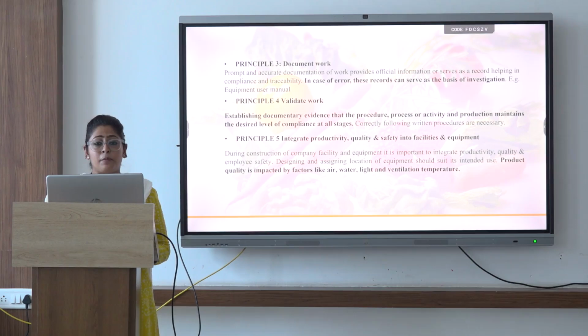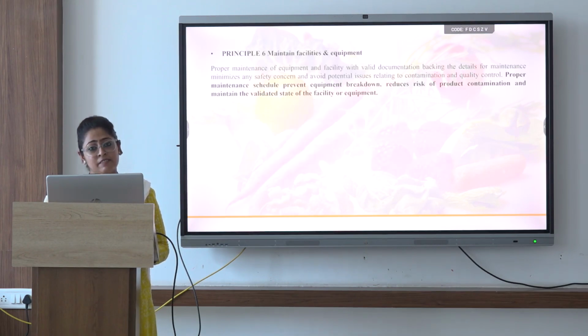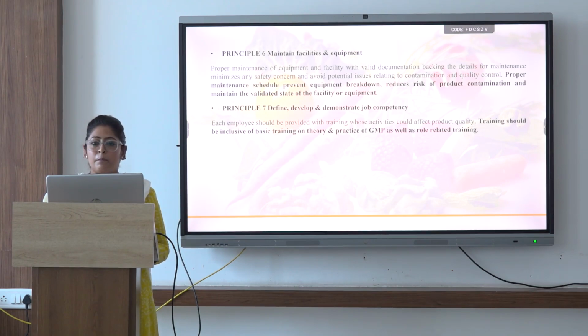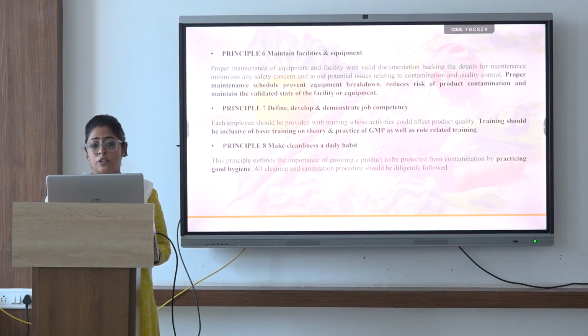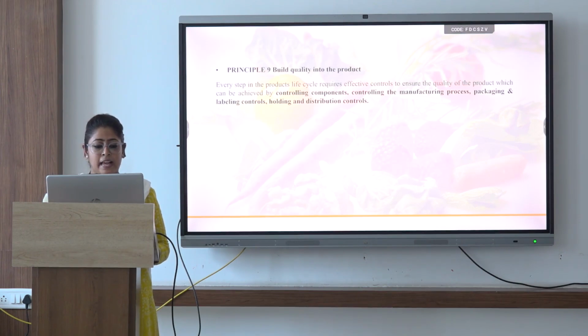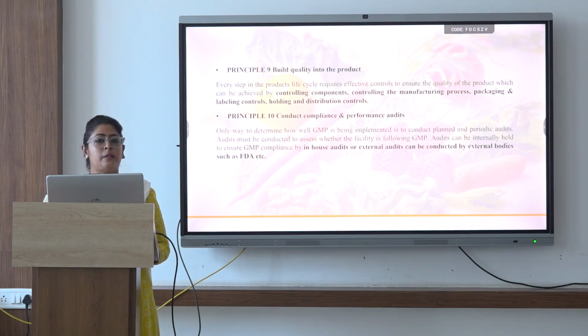Then you must have a proper infrastructure which will ultimately give good yield, good quality and safe food product. You must maintain the facilities and equipment so that there is no breakdown or sudden loss during production. Then the manpower should be properly skilled, trained, and well aware of their roles in the industry. Hygiene should be maintained, and you must take care of quality also, not only safety. And lastly, the audit performance. This is all about the 10 principles of good manufacturing practices.